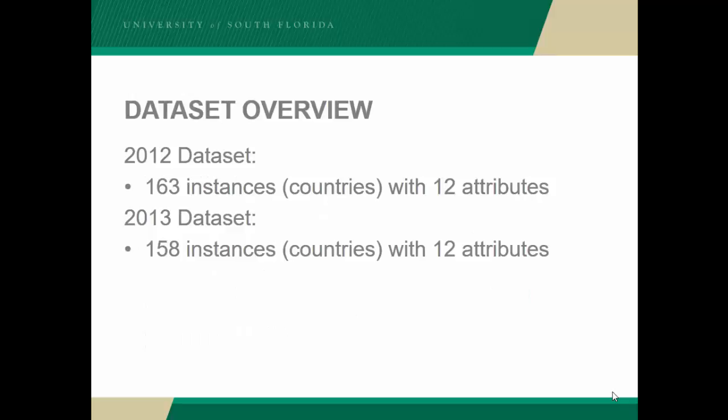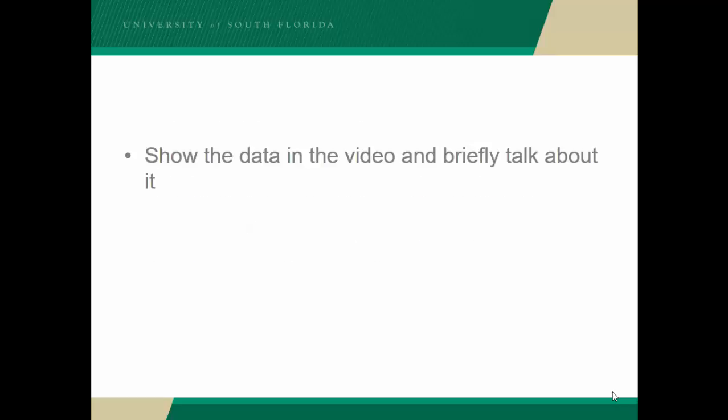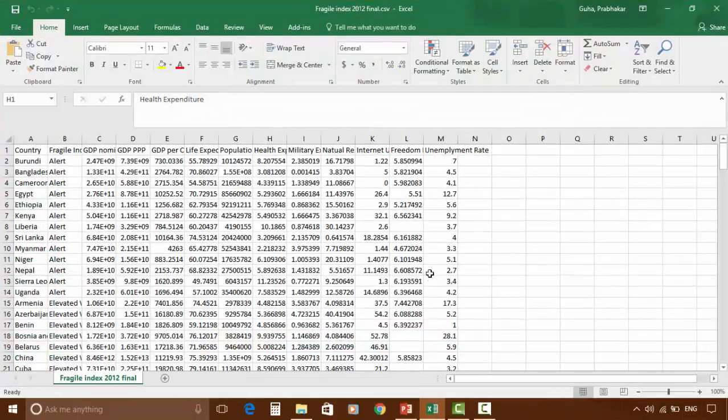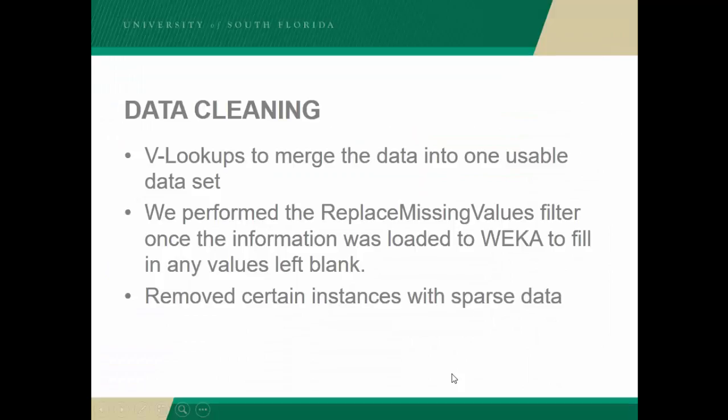We use two data sets. First is the 2012 data set, and the 2013 data set includes countries and 12 attributes. This is the data we collected from a website. We have 12 attributes here: fragile index, GDP nominal, GDP PPP, GDP per capita, life expectancy, population, health expenditure, military expenditure, natural resource, internet user, freedom index, and unemployment rate.